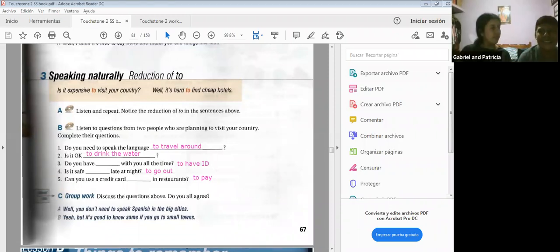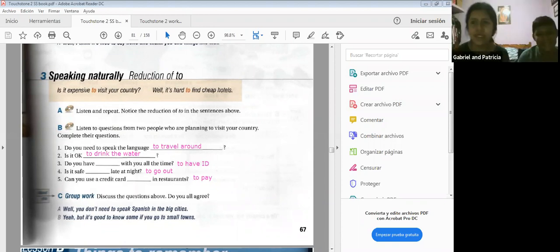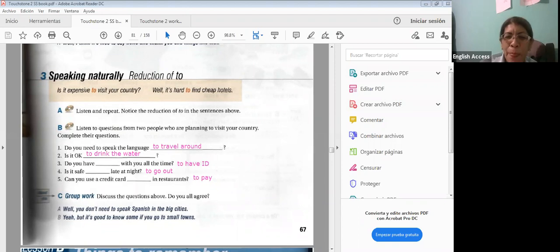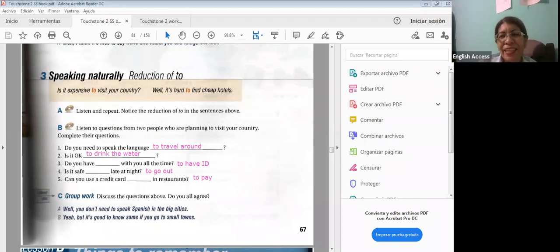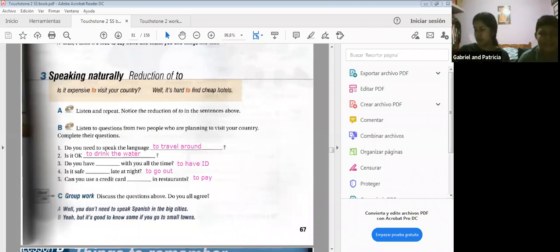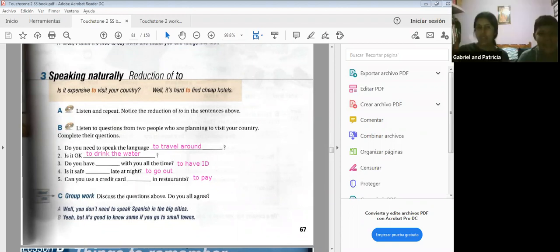Because the asaltante. How do you say asaltante, teacher? The tips? Gifts? Yes. So what you're saying is that it's dangerous to go out at night. Okay, Gabby, question 5 to Patty, please.